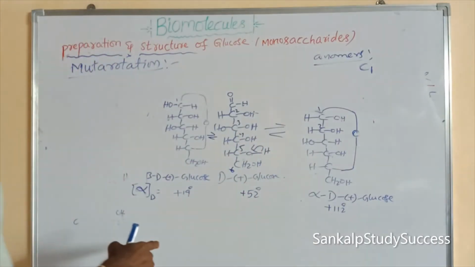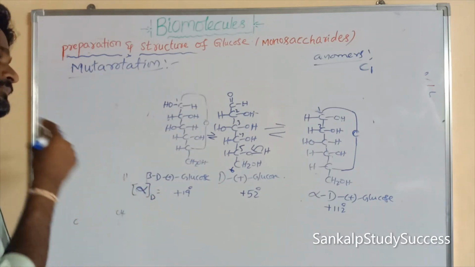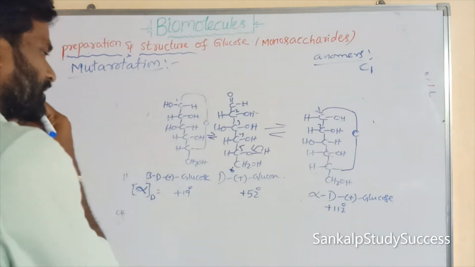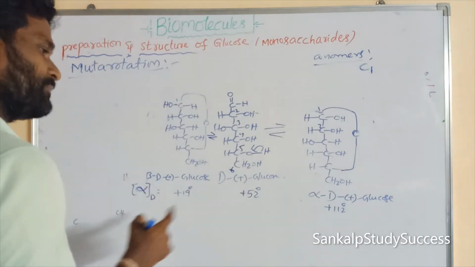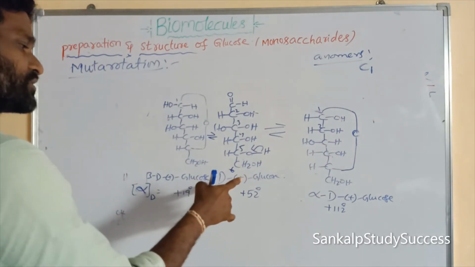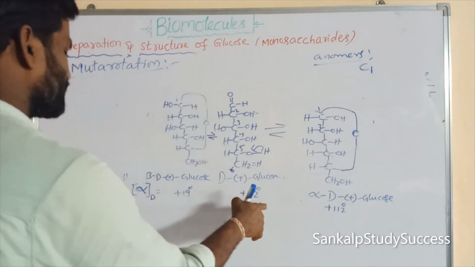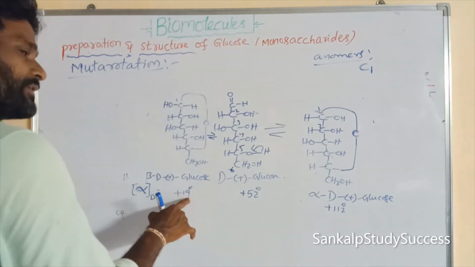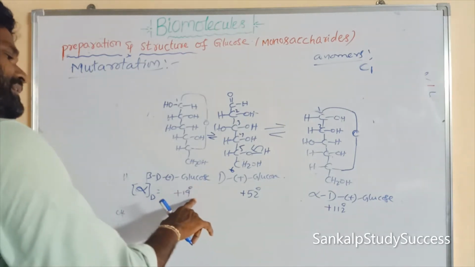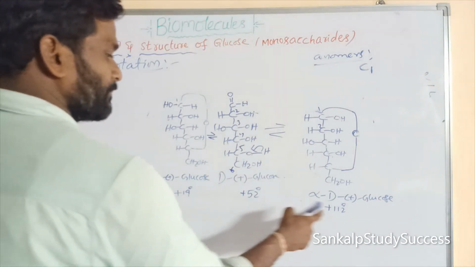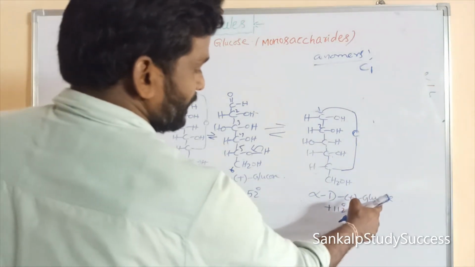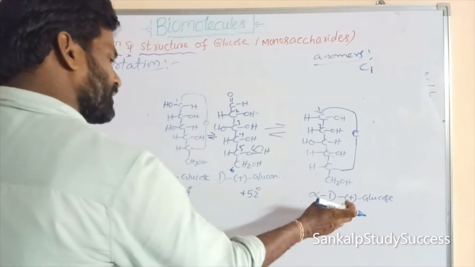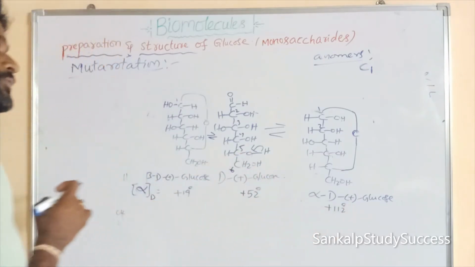So that means the optical rotation of the isomers changes to that of this equilibrium mixture. Here the optical rotation of beta D glucose increases from 19 degrees to 52 degrees, but the optical rotation of alpha D glucose decreases from 112 degrees to 52 degrees.